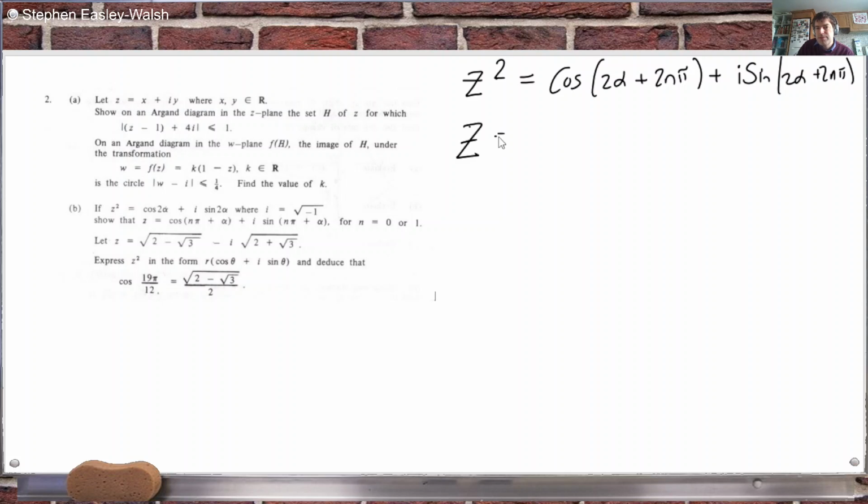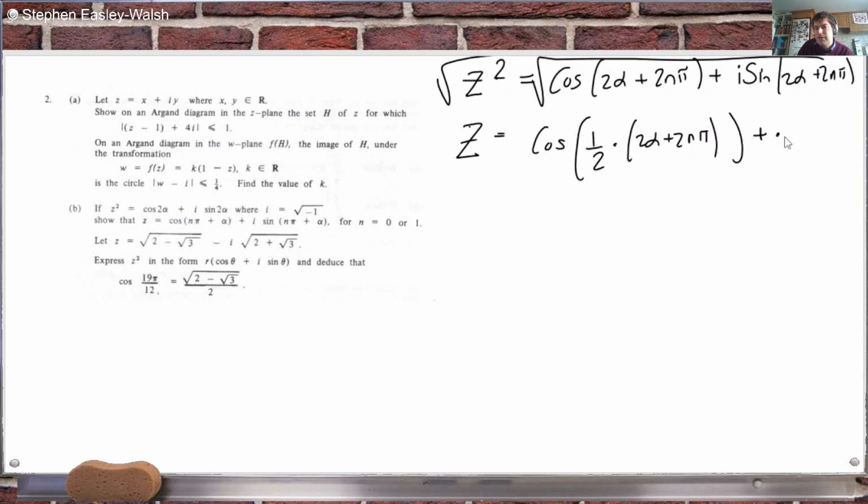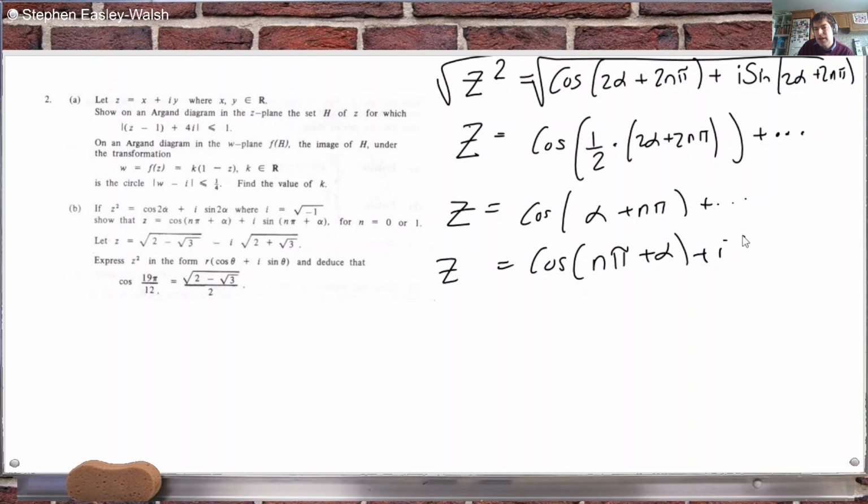So De Moivre's theorem says we just multiply these by a half, because we're going to square root both sides. So that's a half times (2α + 2nπ), and the same for sine. So we get z equals cos(α + nπ) plus i sin(α + nπ). Show that z equals that.